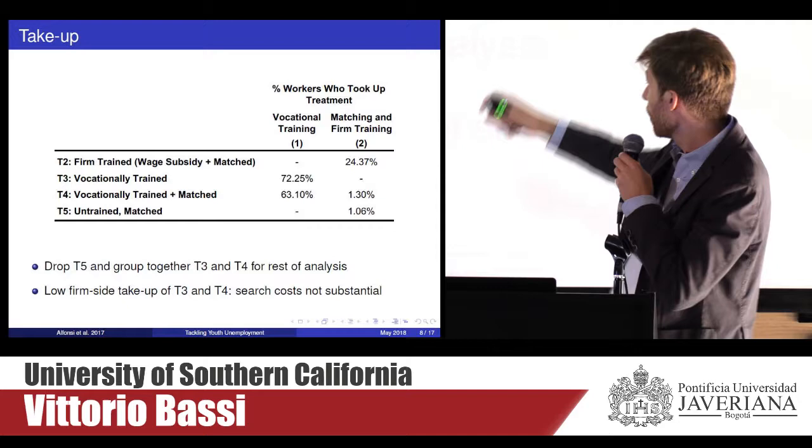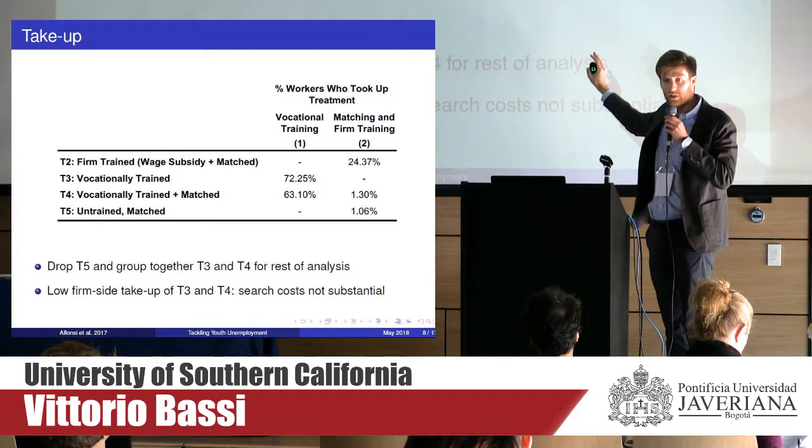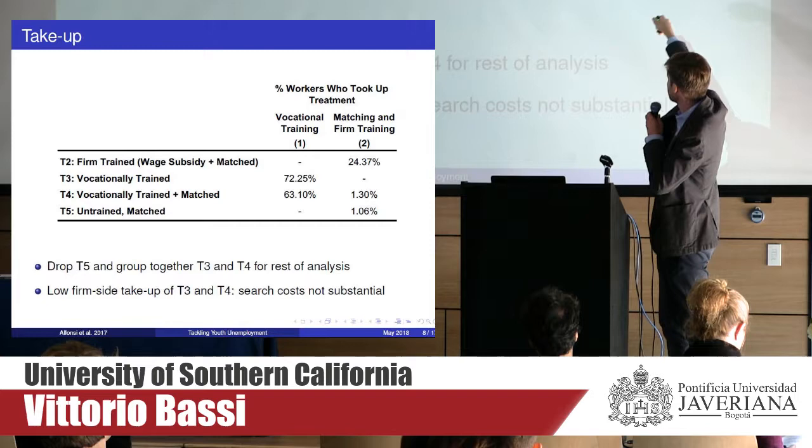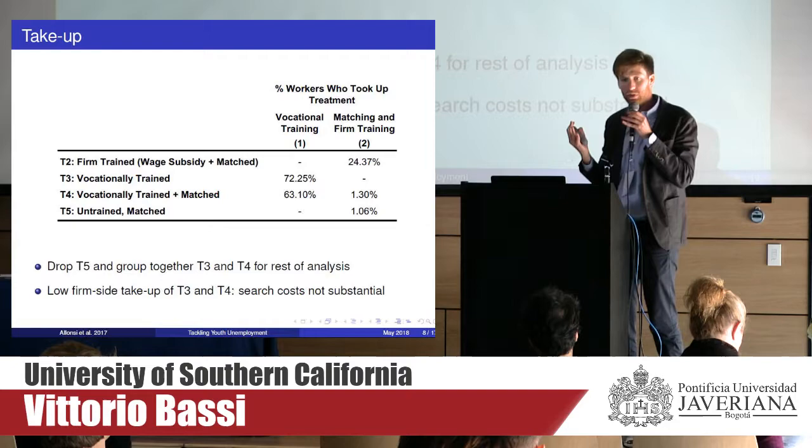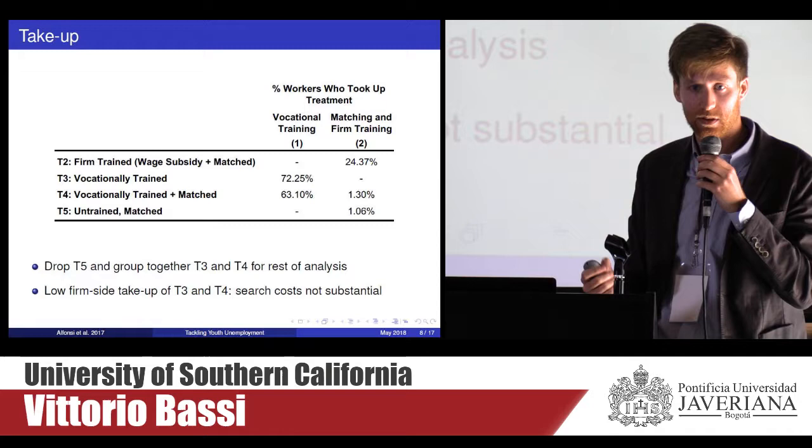So I think from here we can already draw some conclusions about the labor market in this context. First of all, the very low take-up rates without the wage subsidy tell us that search costs, the very simple type of search cost that could be solved by simply increasing the meeting rates between workers and firms, doesn't seem to be a constraint in this context.